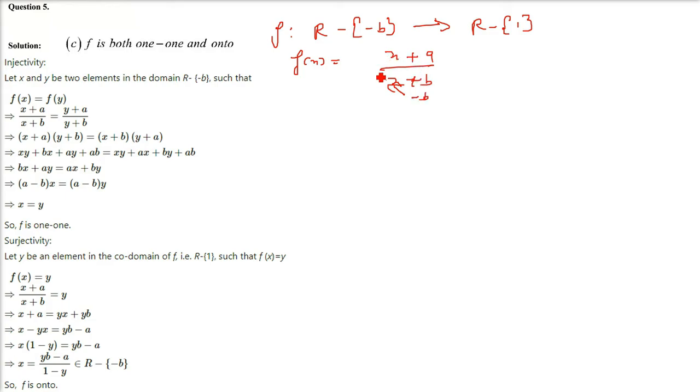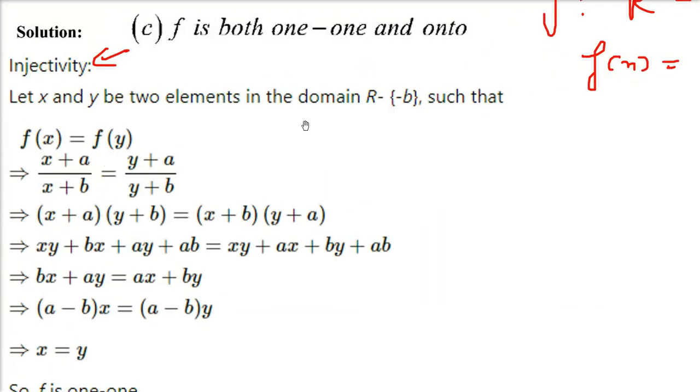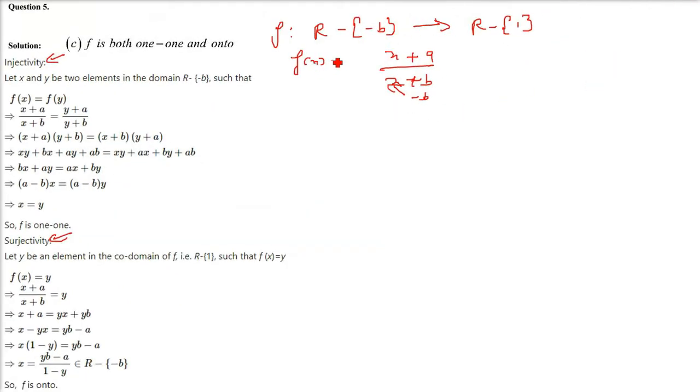So there are different options here. We have to check each of these and then we'll come up with an answer. Let me tell you, the answer is C. F is both 1-1 and onto. Let us see how we get it. 1-1 means you have to check for injectivity. Onto means you have to check for surjectivity. That means bijectivity requires injectivity and surjectivity both. So injectivity is f(x) equals f(y), then x has to be equal to y. This we have already seen in our earlier discussion. So f(x) is x plus a by x plus b. f(y) is y plus a by y plus b.